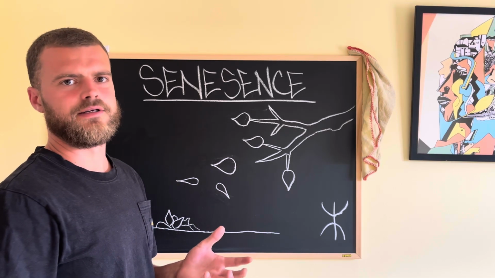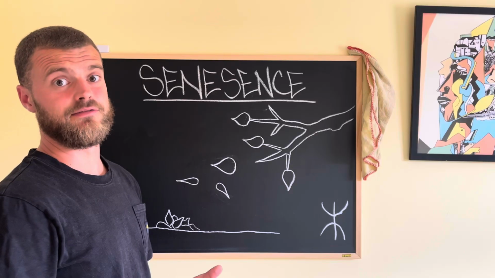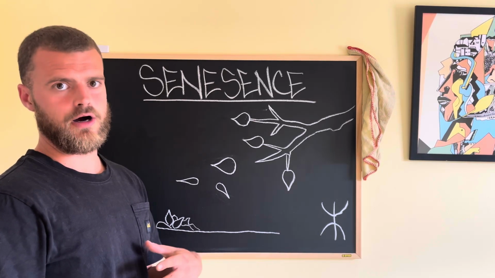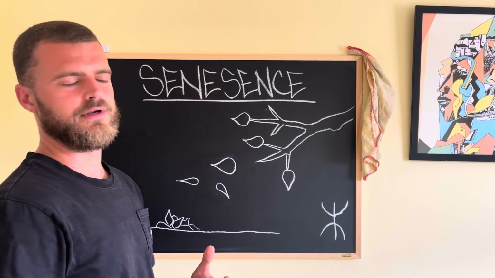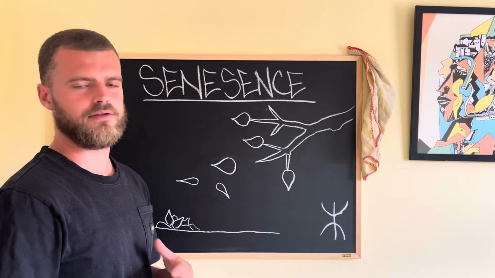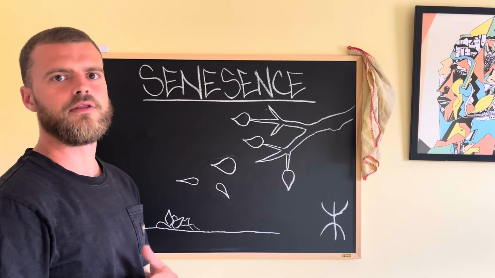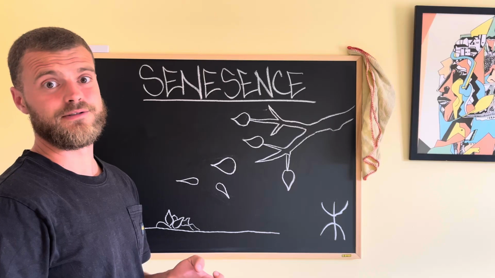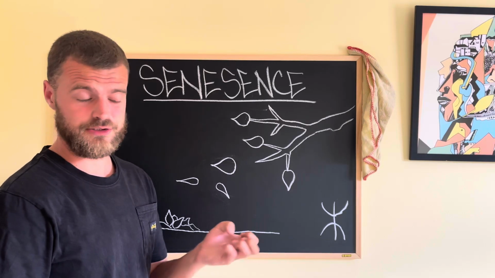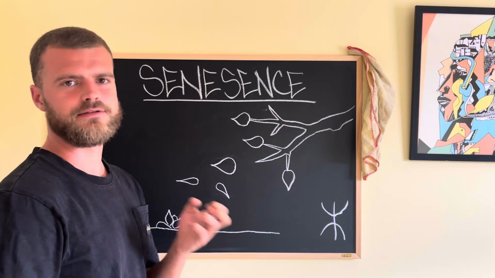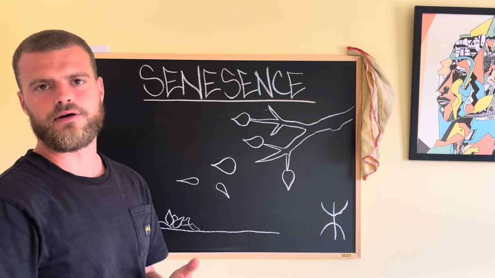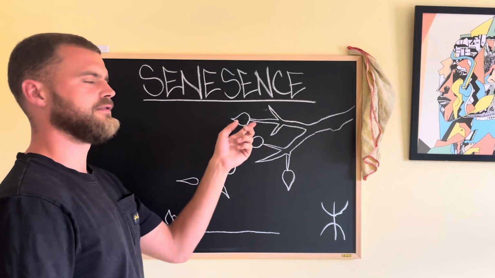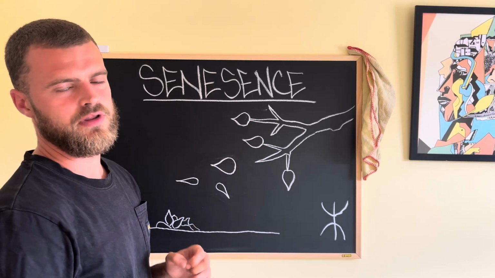I feel that gardening and horticulture in general is very analogous to our own human life, and I think it can be very useful to look at the biological processes within the natural world and use them metaphorically to help guide us through our own life. So today I want to talk about the idea of senescence within plant biology.